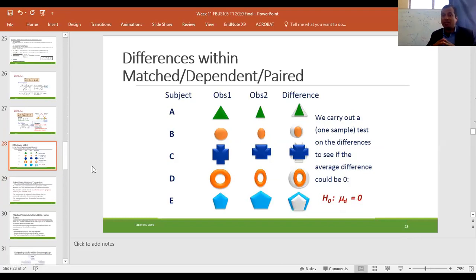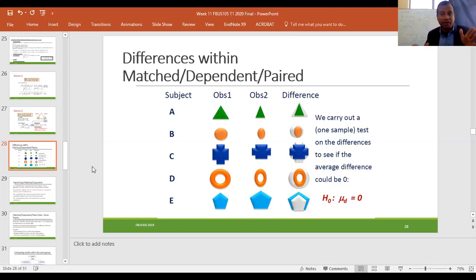In this case, we carry out a one-sample test on the differences to see if there is a difference in the values. The notation for the paired sample, the dependent sample, or the matched sample is mu d equal to 0. Okay, hang on, no need to worry. First, try to understand the dependent sample.